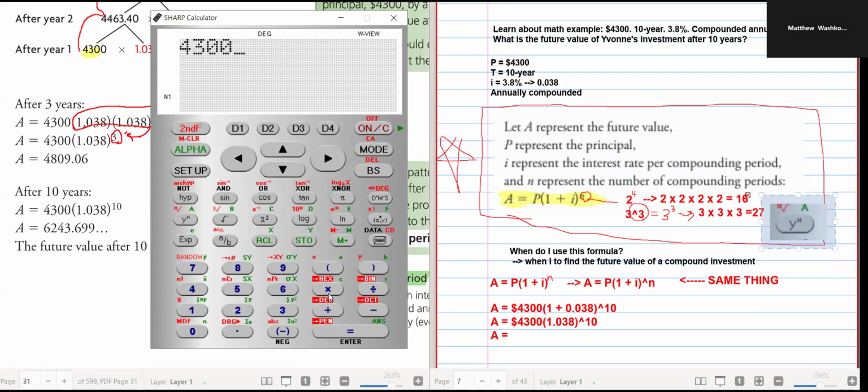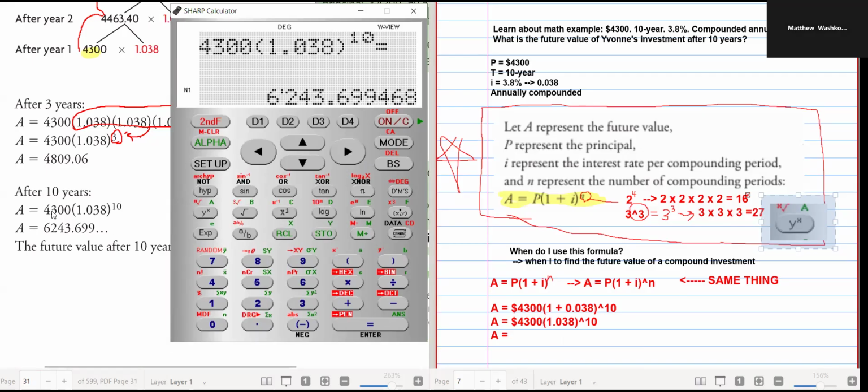4,300. Now you can put times if you want, or you can just put brackets, right? Order of operations. But 1.038 to the power of 10. Your calculator will do the order of operations for you if you put it in correctly and you set it up correctly. Now, if I do that, $6,243.69. Then there's some other stuff here, but that matches what you see right here, right? So we've done it correctly.